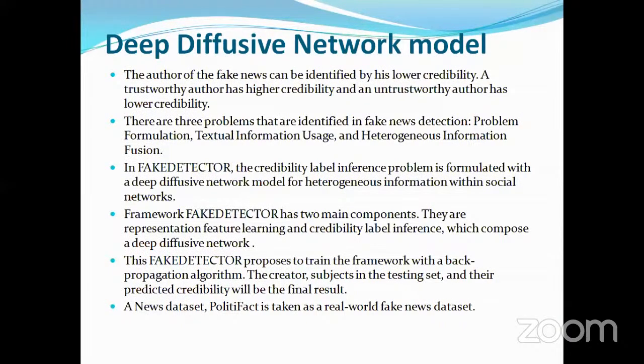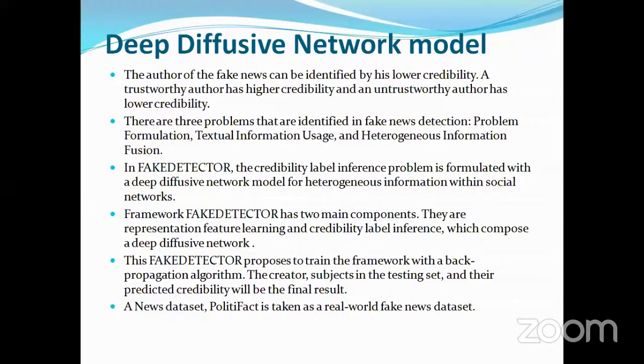The first one is the deep diffusion network model. There is a model called FakeDetector. This is a credibility label inference problem, and here we have used the deep diffusion network model. There are two main components, representation feature learning and the credibility label inference, which compose the deep diffusion network. FakeDetector proposes to train the framework with a backpropagation algorithm. The creator and subject in the testing set, and their predicted credibility, will be the final result.